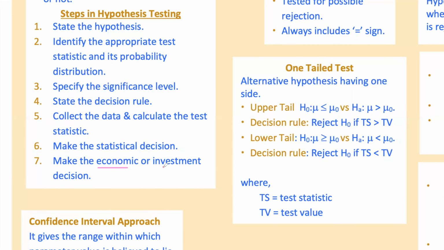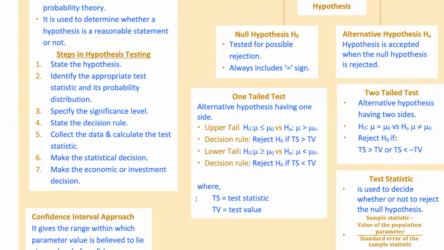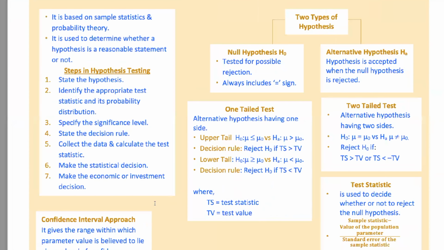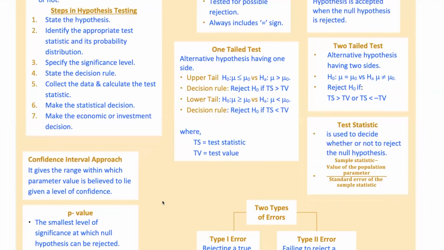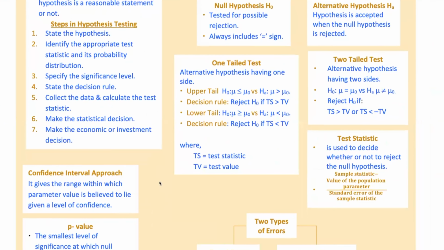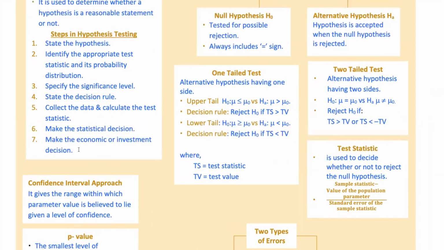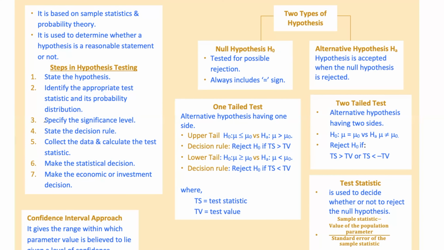Finally, we make our economic or investment decision based on whether the hypothesized values are statistically significant and economically meaningful. For instance, if we reject the null hypothesis that the average return on a stock is 5%, we might conclude that the stock's actual return is different from 5%. But what does this mean for our investment strategy? We need to consider whether this difference is economically significant and how it impacts our decisions. Let's look at an example to make things clearer.